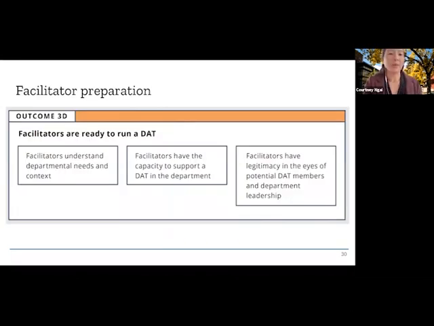Another chapter in the book, and another step that you would take in order to implement a DAT, is to prepare as an external facilitator. As you can see here, we have an outcome in our theory of change for facilitators being ready to run a DAT. And we have different sub-outcomes within this outcome related to facilitator preparation.